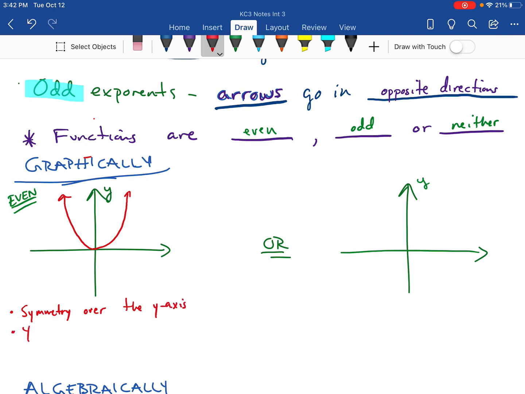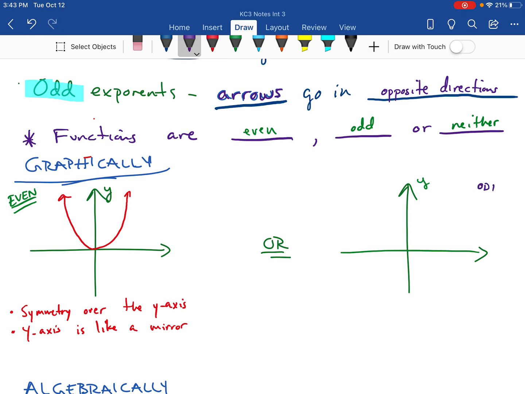The y-axis is like a mirror. If I fold over the y-axis, my graphs, my lines would be right on top of each other. If that happens to any graph, it doesn't have to be a U-shaped graph. It can be any random graph. But if you fold it over the y-axis and it's the exact same thing, directly on top, that is an even function. Now the opposite of that would be an odd function.